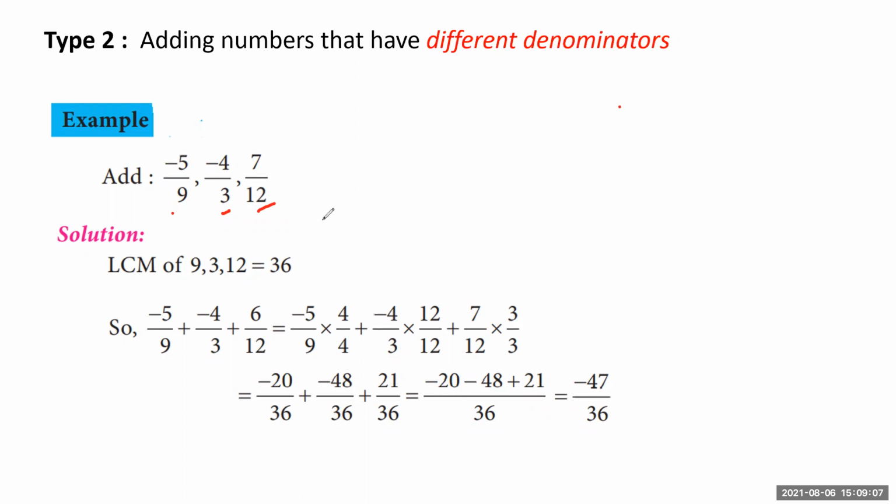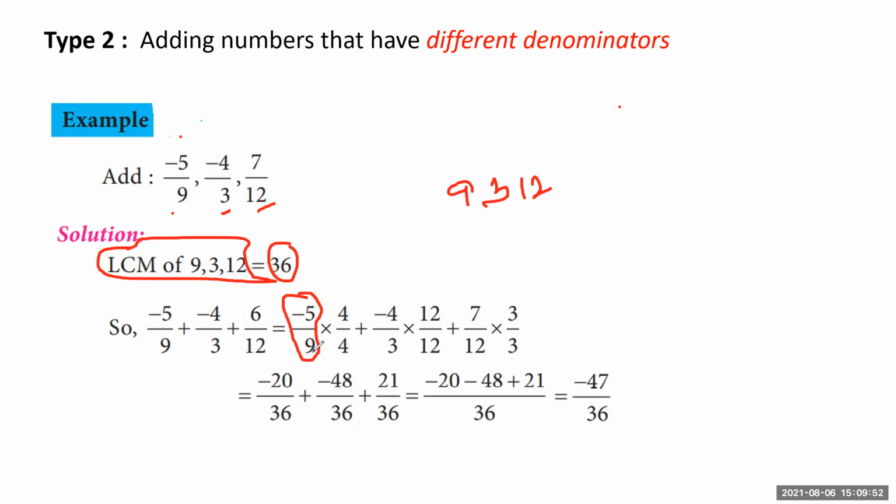So what we need to do is take the LCM of these numbers. So 9, 3, 12. If you take the LCM, it will be 36. Once you know the LCM, make all these individual numbers such that the denominator becomes 36. For example, here -5 by 9, I need to have 36 in the denominator. So I multiply 9 with 4.